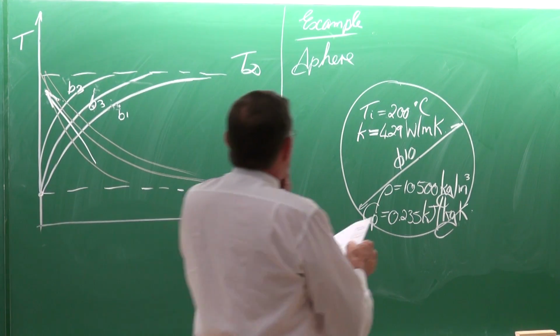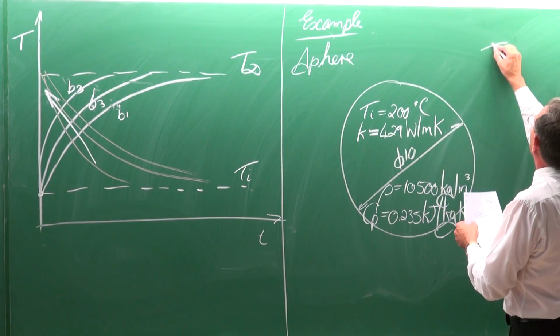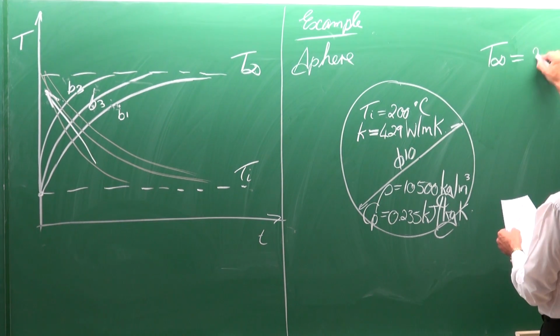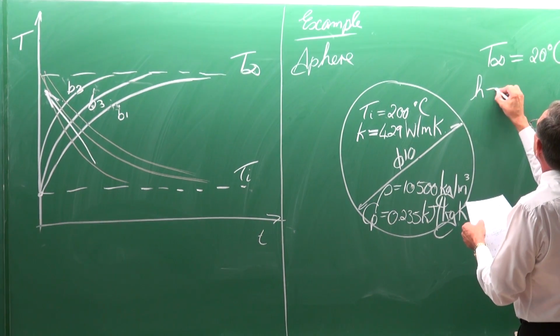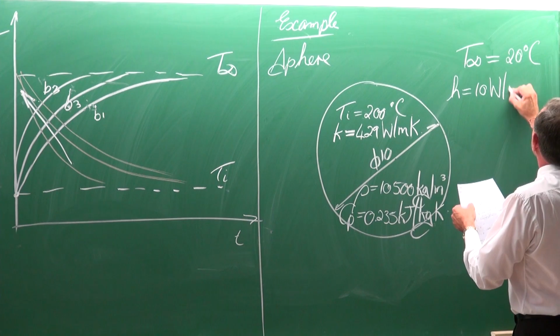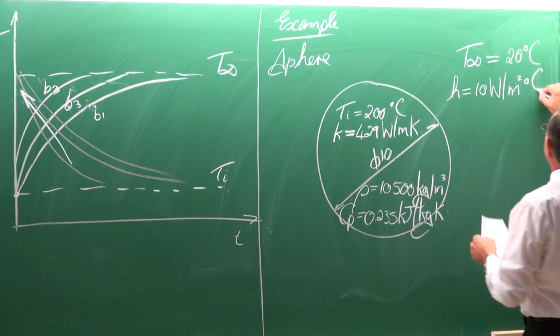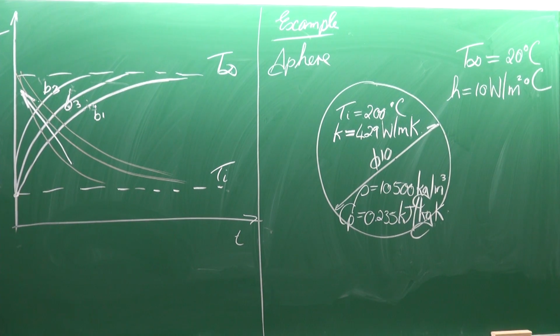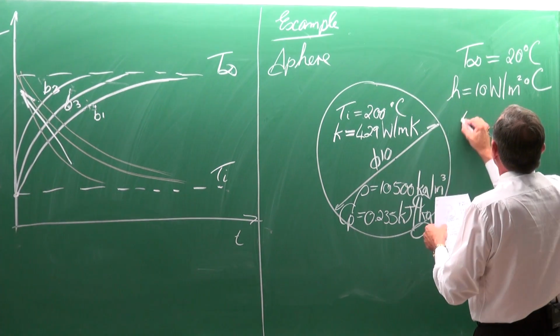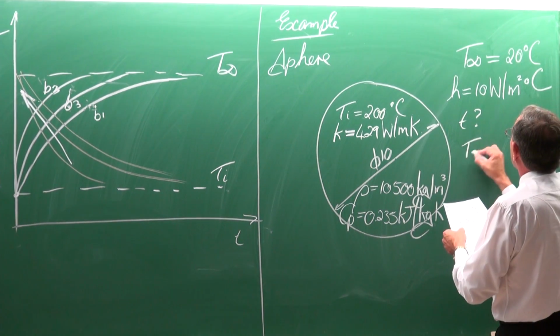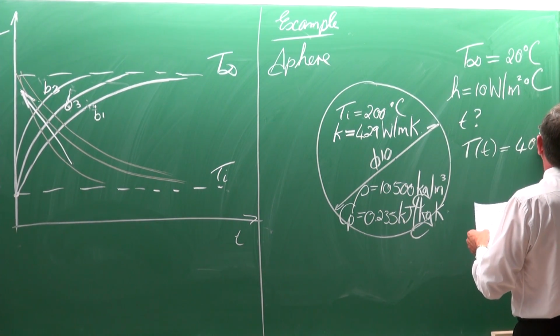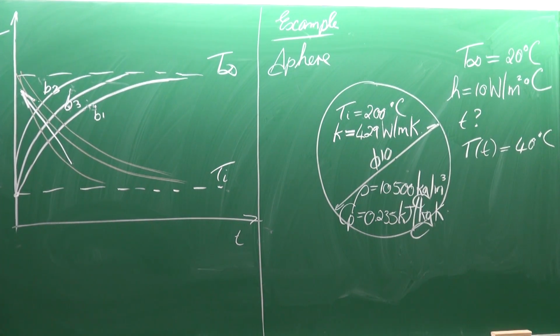Okay. Right, so there's the ball bearing, and the ball bearing at t equals 0 is exposed to an environment where the temperature is 20 degrees Celsius. The heat transfer coefficient is equal to 10 watts per square meter degrees Celsius or Kelvin, it doesn't matter. And we would like to know how long will it take for the ball bearing to get to 40 degrees Celsius. So this temperature, how long will it take to get to 40? Do you all understand the problem?